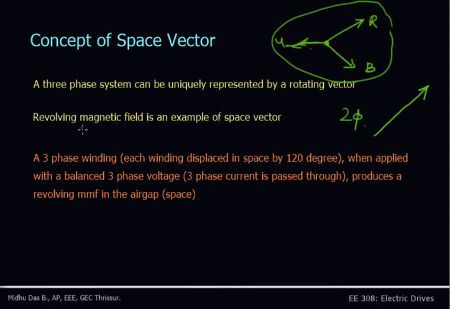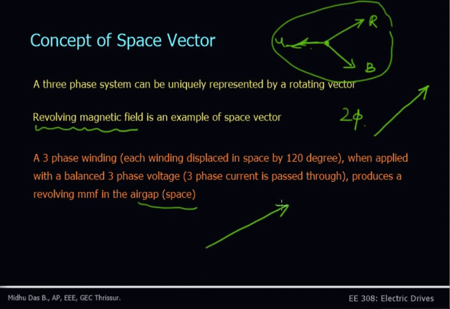We can see the revolving magnetic field, which you know when you learn the concept of induction machines and synchronous machines. It is an example of space vector. There you know that in a three-phase winding, each winding displaced in space by 120 degrees, when you apply a balanced three-phase voltage to this three-phase winding and a current is passed through them, they produce a revolving MMF in the air gap or space. So this revolving MMF represents the space phasor concept.